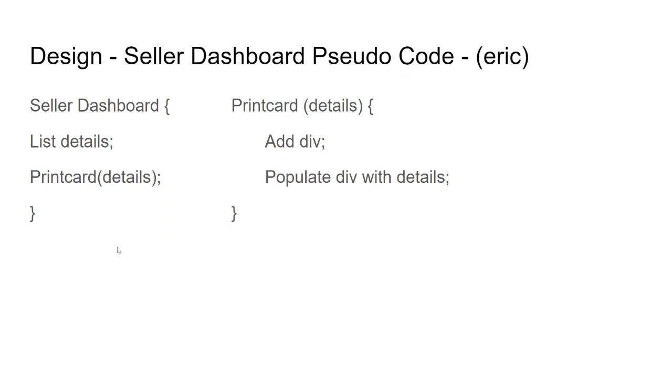So this is the seller dashboard pseudocode. Once again, I'd like to reiterate that this was Eric's part, and he unfortunately mostly abandoned his part of the project, leaving the seller dashboard very sparse in functionality. So for the seller dashboard, the user is meant to list the details of their property, and then a function is called to print out a card with those details. And what that function does is it essentially just adds a div and then populates it with these details.